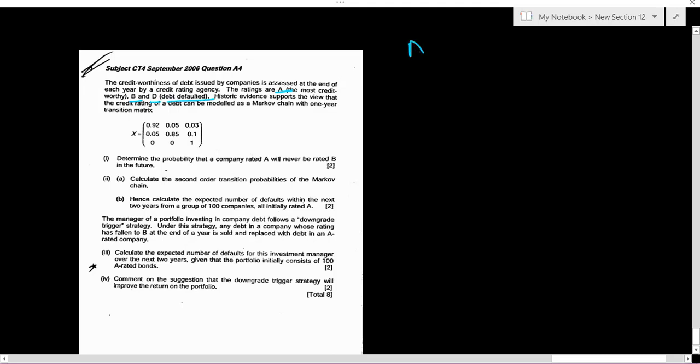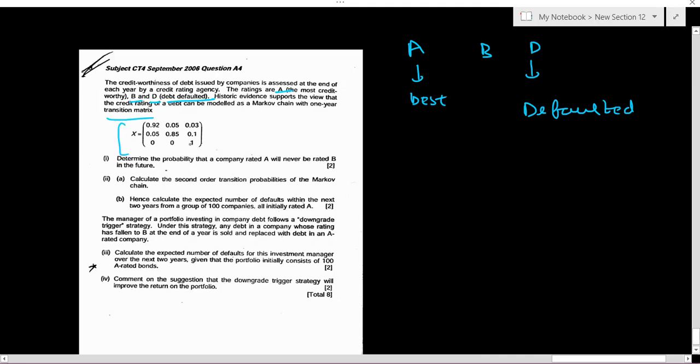So there are three ratings, A, B and D, okay? So this is like the best one, okay, and this is the worst one, okay? So that's how you can look at it, okay? And this is debt defaulted, that is they have already defaulted the payment of their debt, okay? So once they have defaulted, they cannot come out of this category D, okay, right? So this is defaulted, right? They are saying historic evidence supports the view that the credit rating of a debt can be modeled as a Markov chain with a 1 year transition matrix as this.